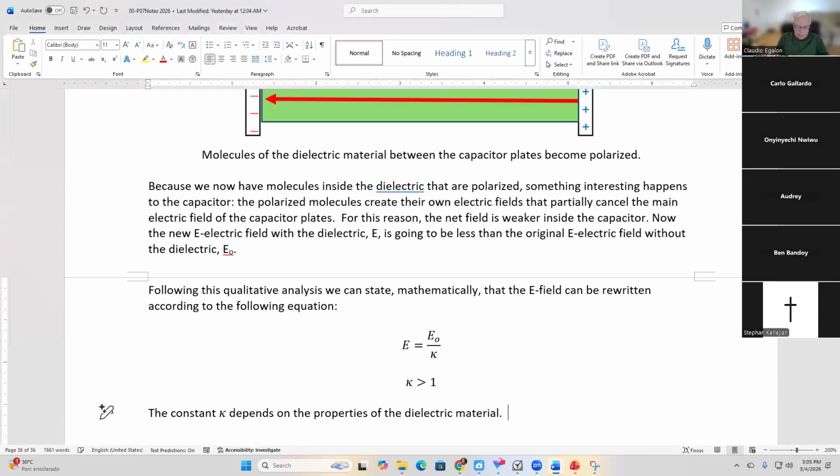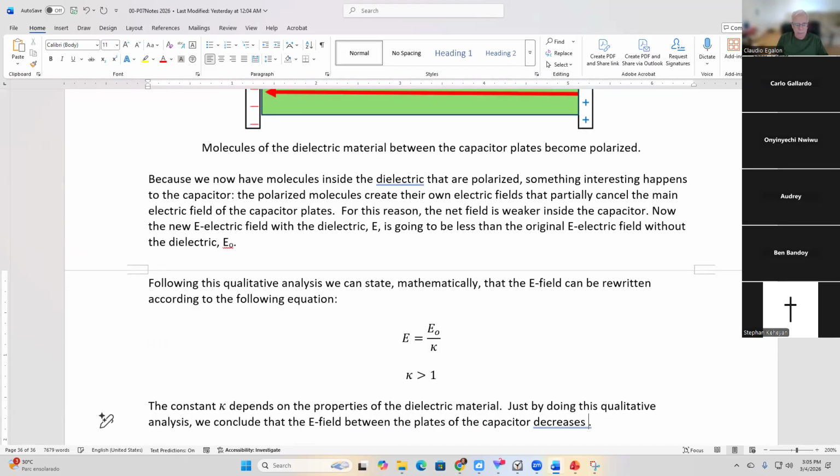So just by doing this qualitative analysis, we conclude that the E field between the plates of the capacitor decreases when we insert a dielectric material. Okay?